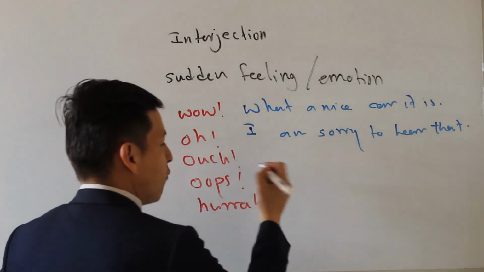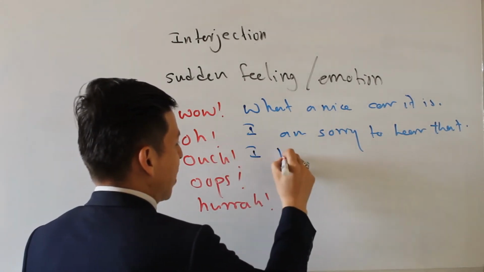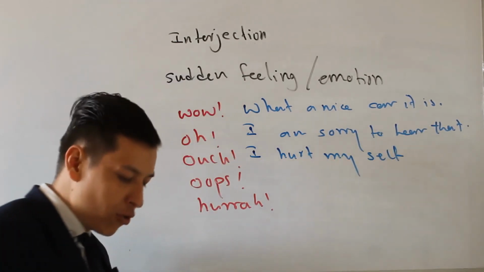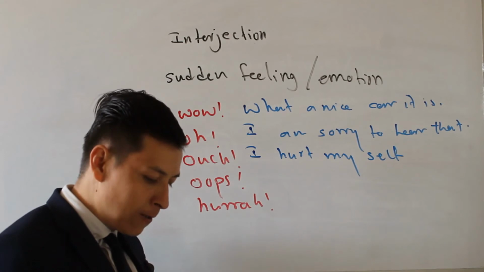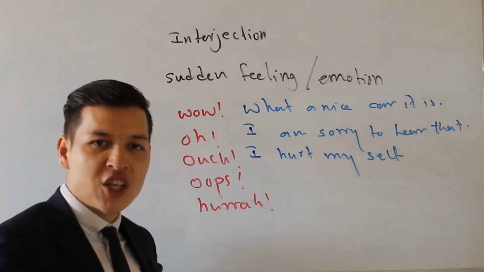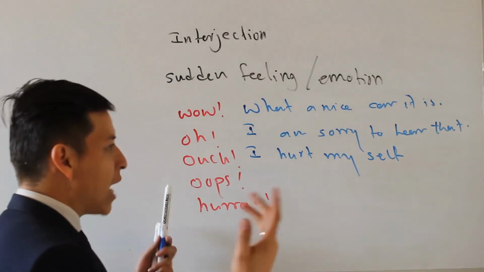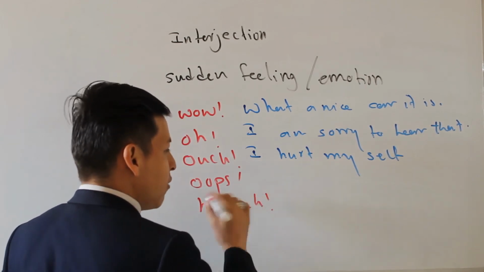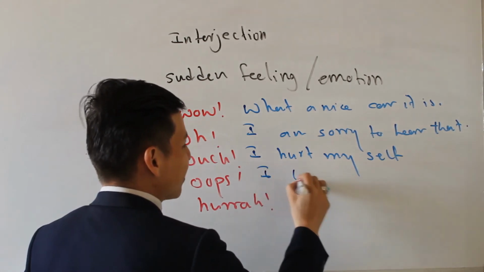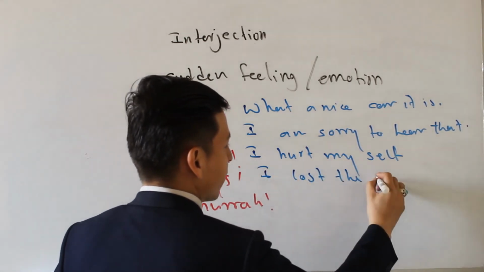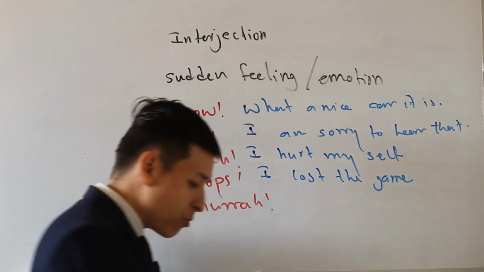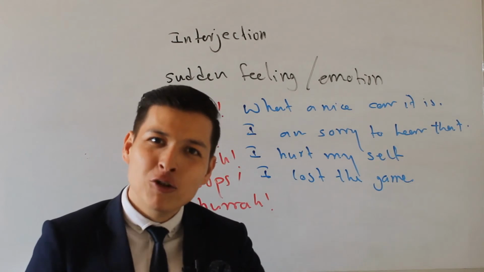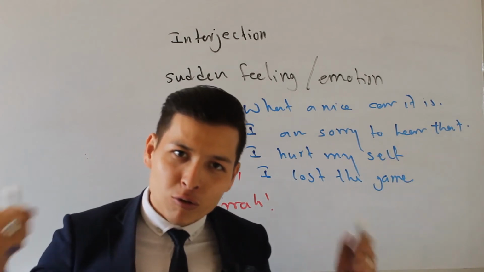Ouch. For example, you say, ouch, I hurt myself. As I've told you, you are working in the kitchen and you cut your finger, you say ouch. Oops also shows pity. For example, you say, oops, I lost the game. You are playing a football game or video game, your friend wins and you lose, and you say oops, I lost.